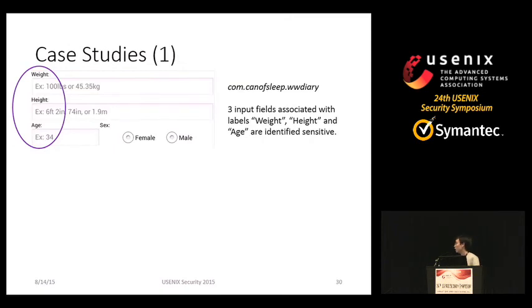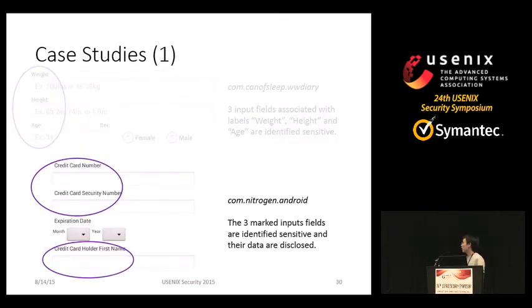And here are some real cases. In the first one, the weight, the height, and the age of the human beings are identified as sensitive. And in the second one, the credit card number, the security number and the holder's name are identified as sensitive, and they are discovered to be disclosed to public channels like internet or log.